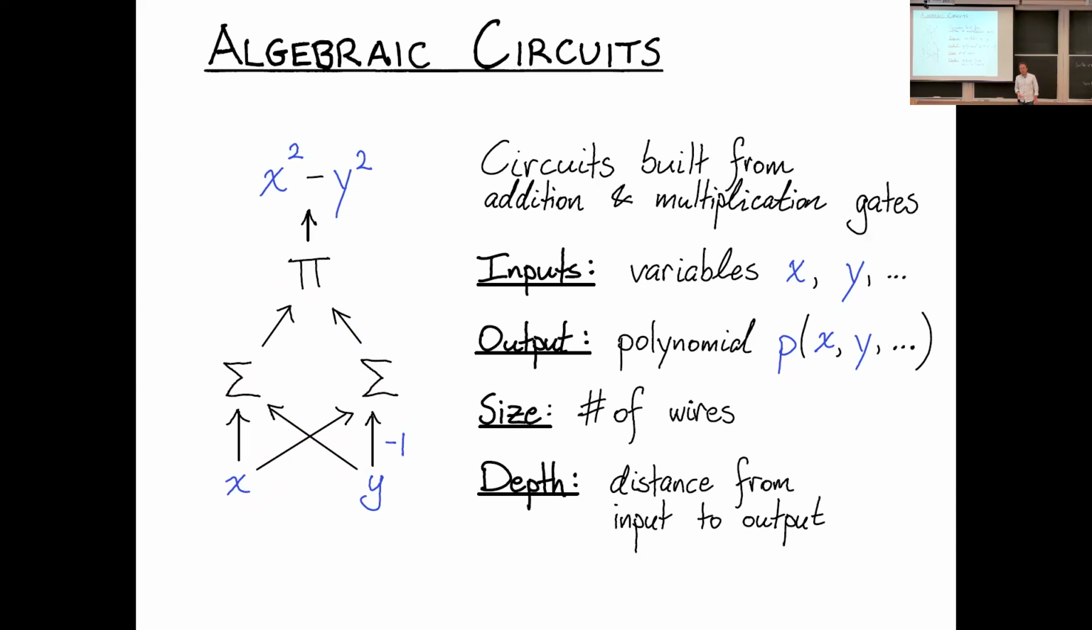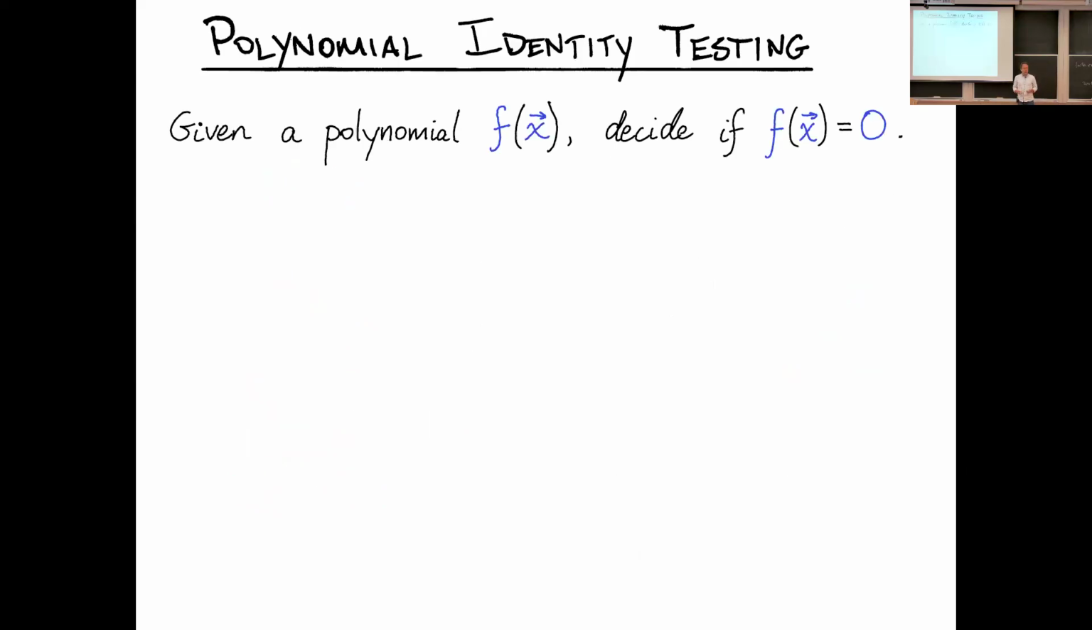So this is our base model of computation, and the algorithmic problem that we'll be interested in is the polynomial identity testing problem. This is a really important central problem in algebraic complexity. I give you as input an algebraic circuit, and I ask you to decide, does this circuit compute the identically zero polynomial? This is somewhat analogous to circuit satisfiability. There I would give you a Boolean circuit and ask you if it computes the zero function.